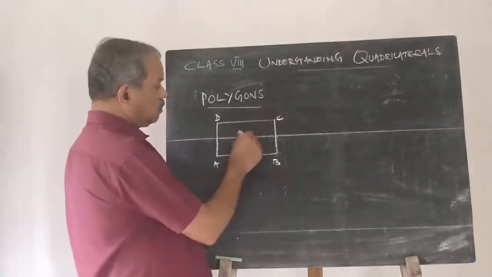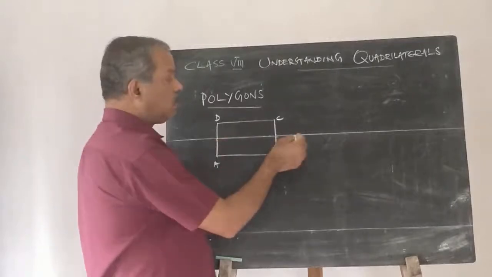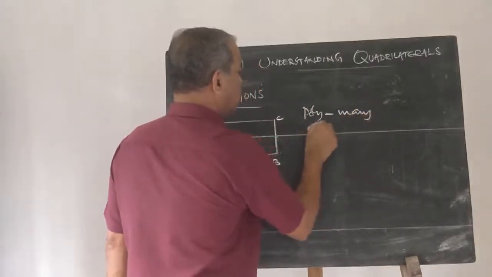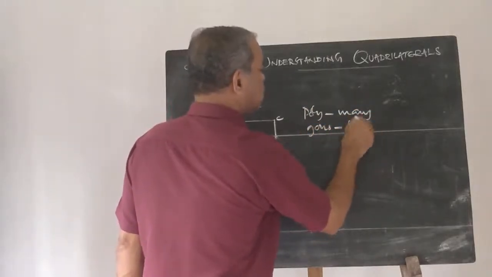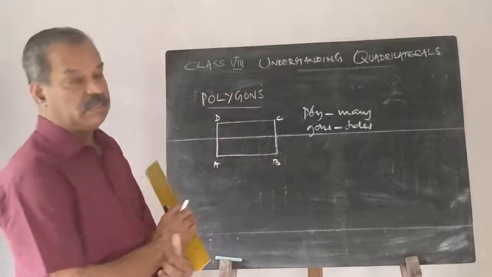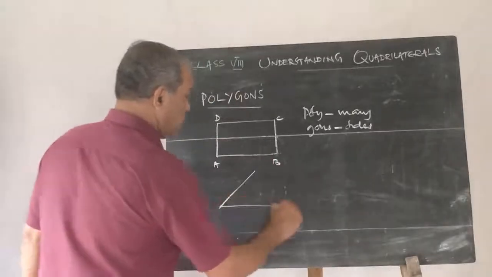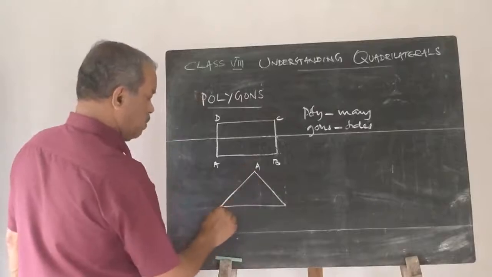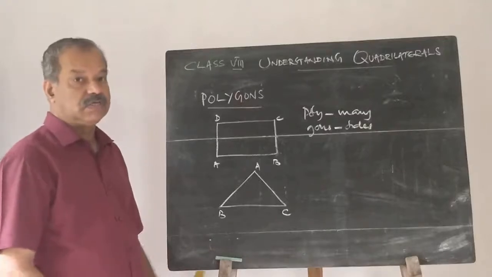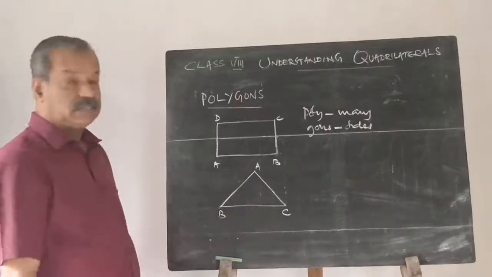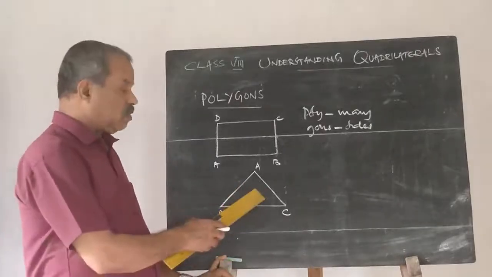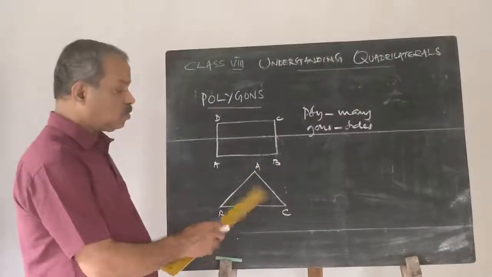And this is also a polygon. Polygon means poly, many, gons means sides. A simple closed curve with many sides. ABC is a triangle. This is also a simple closed curve. We know that this has three sides, so this is a triangle. This is also called a polygon because this is a simple closed curve.